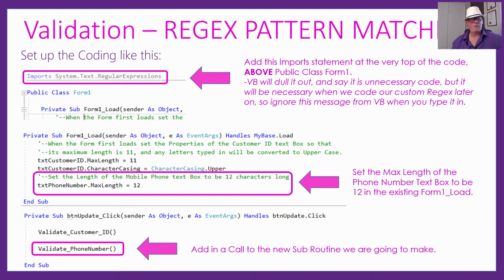So this code here for customer ID is already super complicated enough. So we don't want to be adding a whole bunch of more code into it for phone number and making it longer than it is already. So we're just going to do all of this in a separate sub procedure or subroutine.